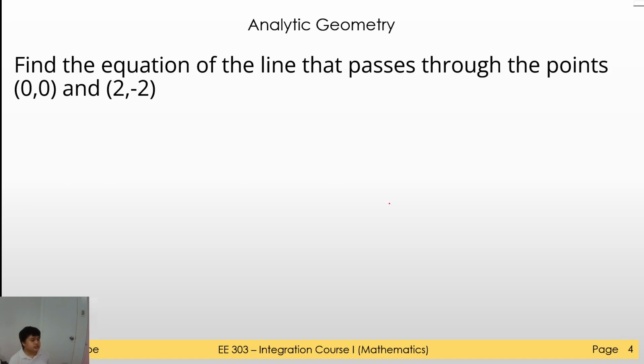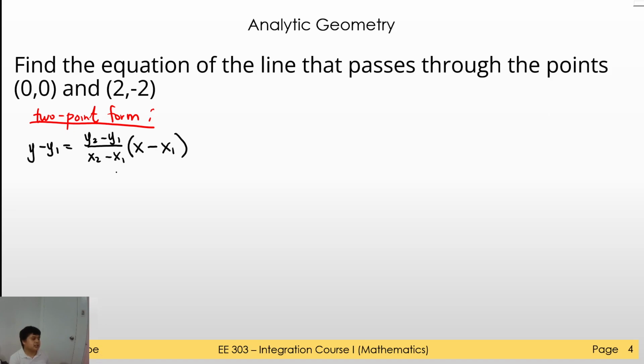Okay. So the next one, we want to find the equation of the line that passes through the points (0, 0) and (2, -2). So what should we do here? There are different forms of linear equations. Since we have two given points, we have to use the two-point form. The two-point form has an equation of y minus y1 is equal to y2 minus y1 over x2 minus x1, and then times x minus x1.